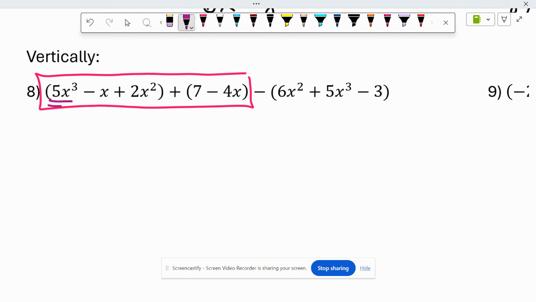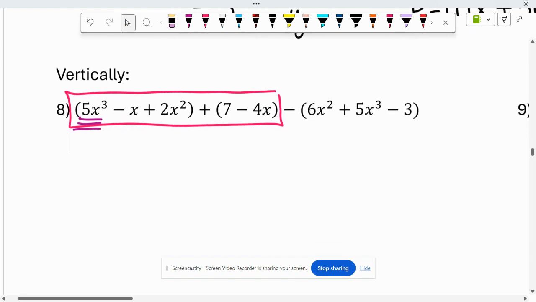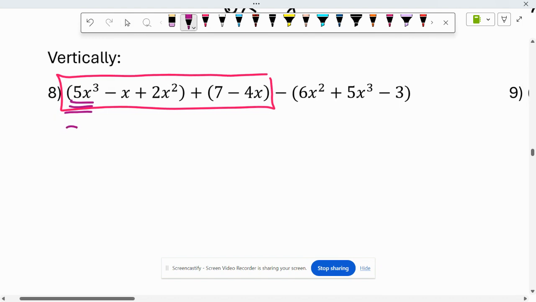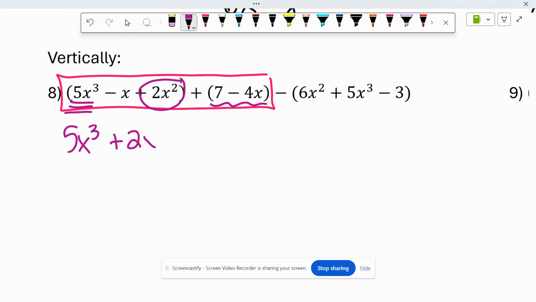Is there an x cubed term in this polynomial? In this little one on the end, the 7 minus 4x. Nope. So I'm going to have 5x cubed. That's going to stay there. 5x cubed. Is there an x squared term in this polynomial over here? No. And that's a positive. So positive 2x squared. Then I see that I have a negative x and a negative 4x. A negative 1x and a negative 4x give me negative 5x. And what do I have left? Plus 7.